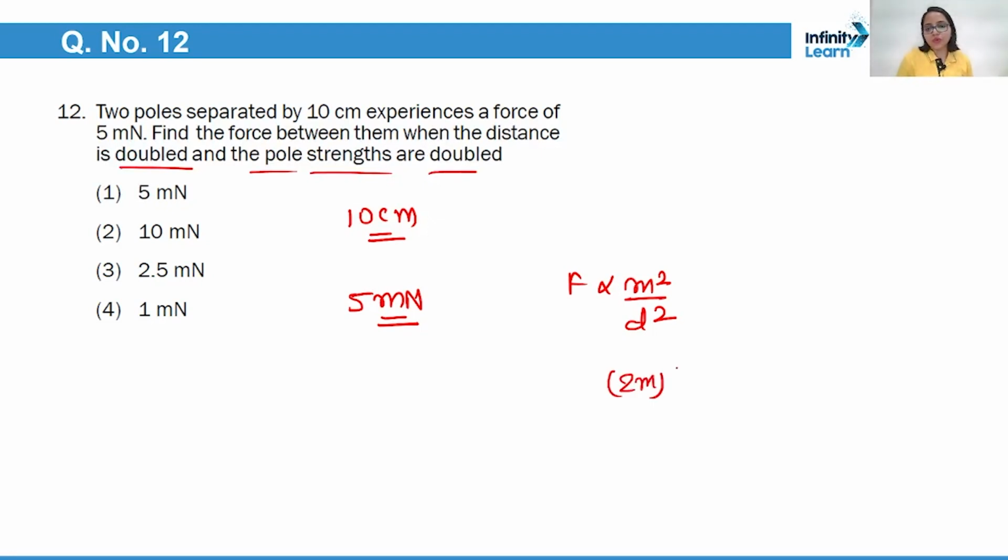Because it is 2m whole square. Now it is 2d whole square. So it will be again 4m square upon 4d square. 4 cancels. So the force will again be directly proportional to m square upon d square only, right? So the force will not change and it will be option 1 only.